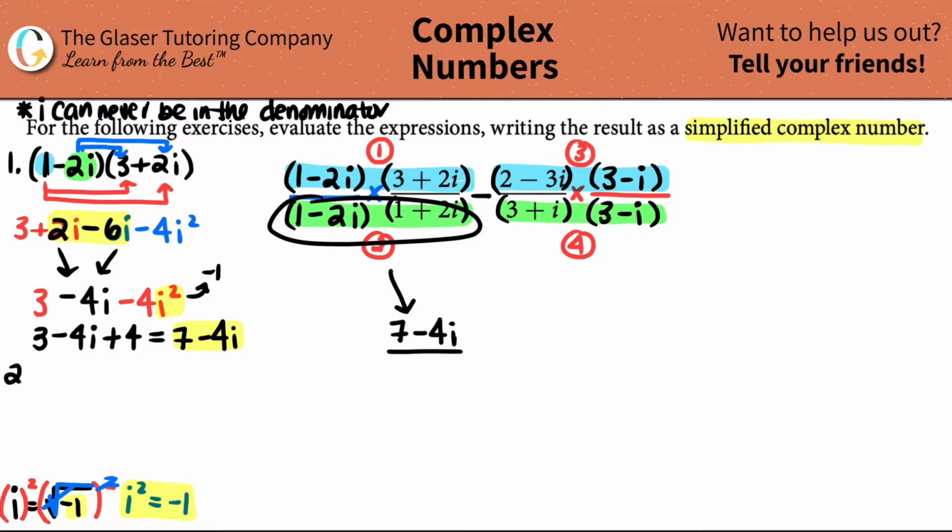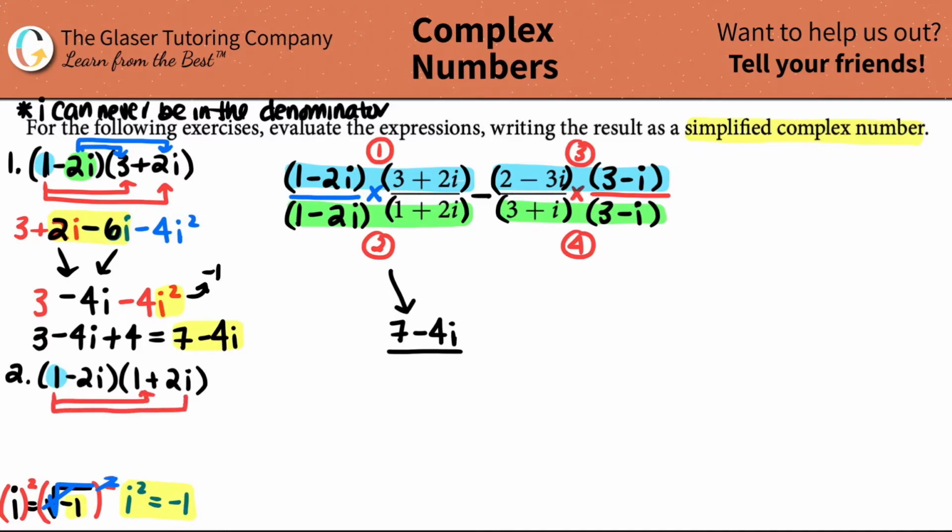So number 2 is just going to be multiplying the denominator by this. So I'll put it over here: 1 minus 2i times 1 plus 2i. And the same idea. I have to multiply the first term by the 1 and by the 2i, and then I have to be fair. I have to multiply the negative 2i by the 1 and by the 2i. So let's get it started.